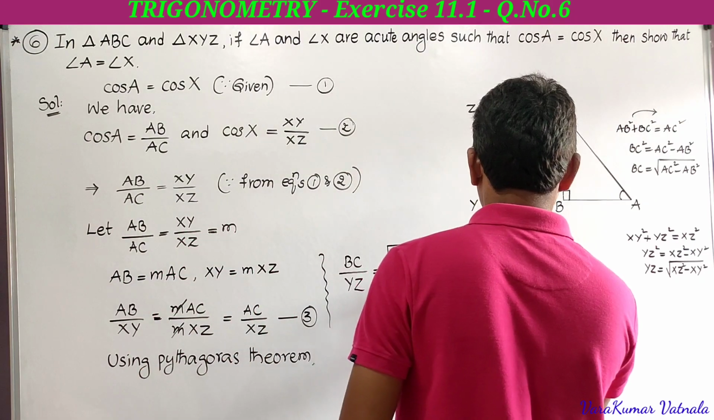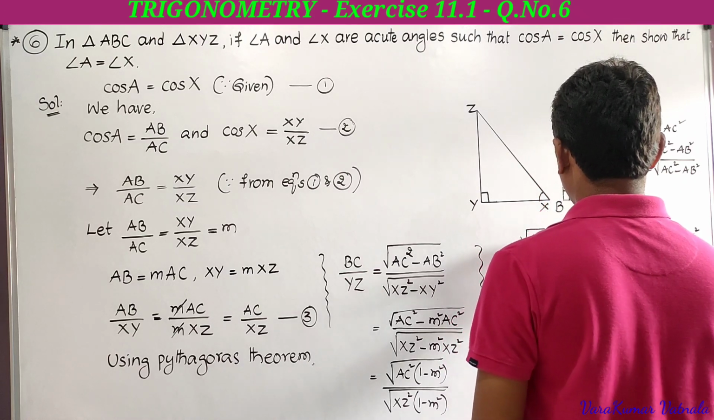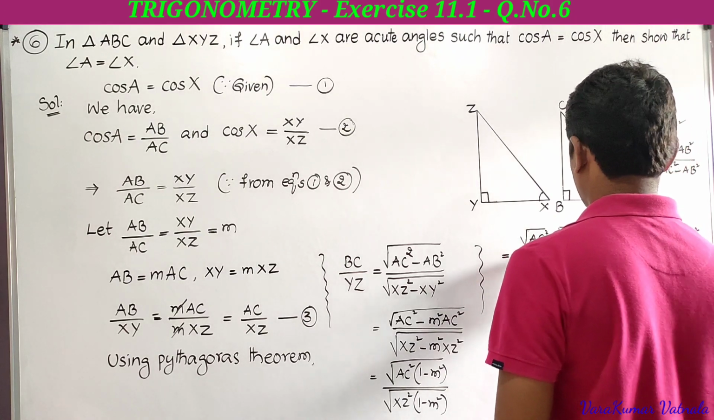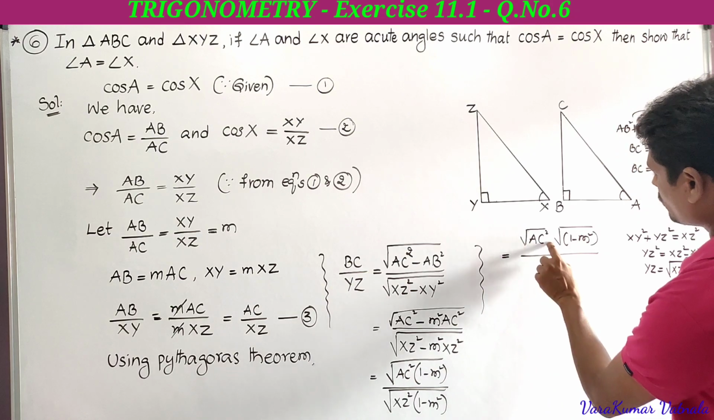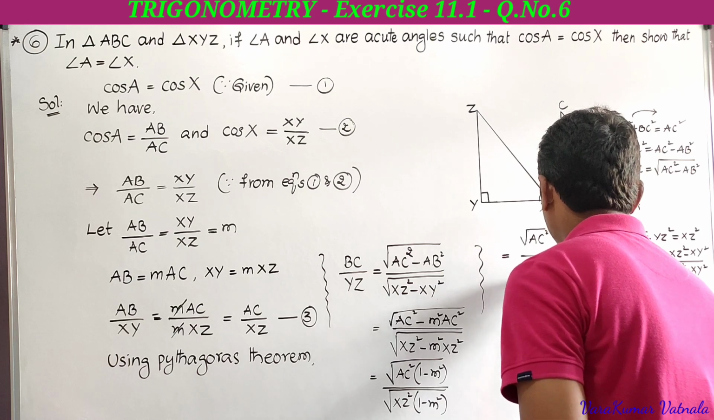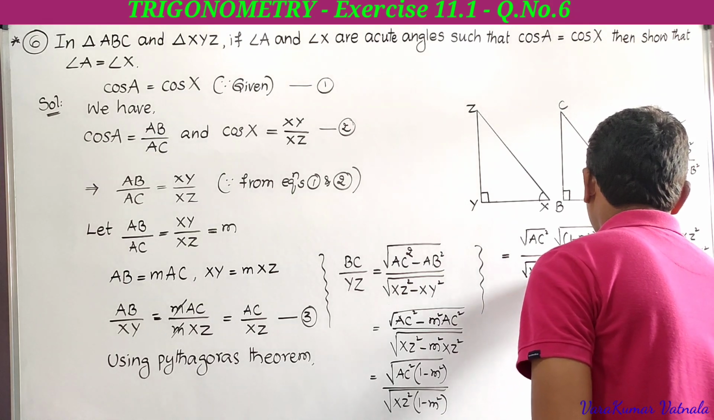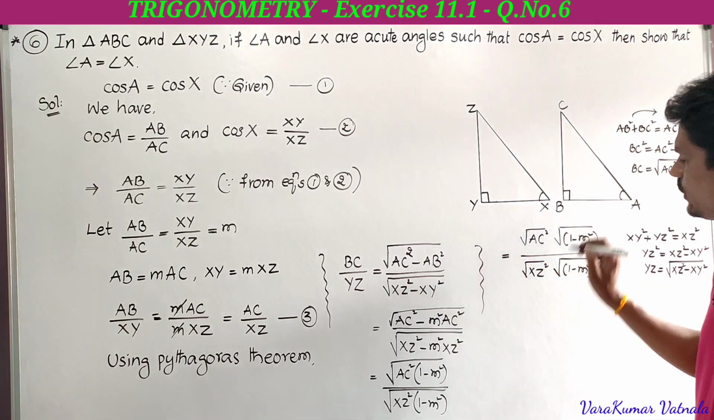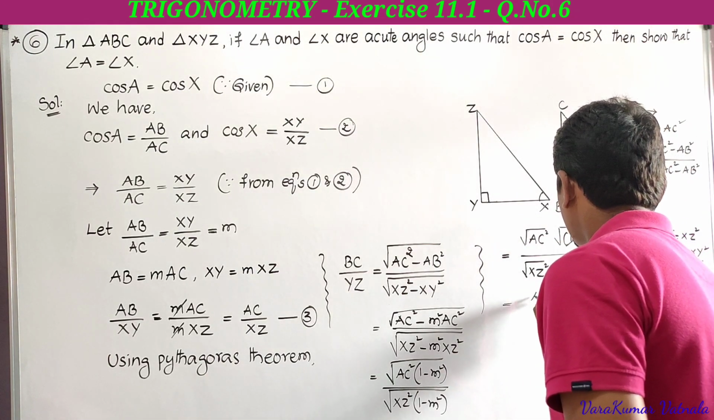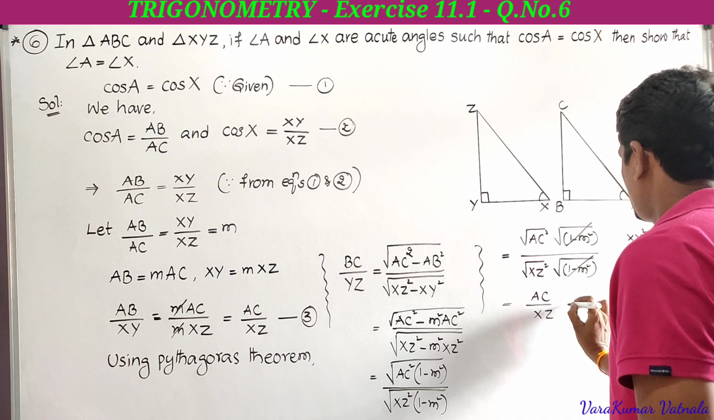So now see here what we get. So square root of AC square into square root of 1 minus M square, divided by square root of XZ square into square root of 1 minus M square. So just like square root of a into b is square root a into square root b, like that we can write. So it gets cancelled. Square root of AC square is AC, square root of XZ square is XZ. So let it be equation number 4.